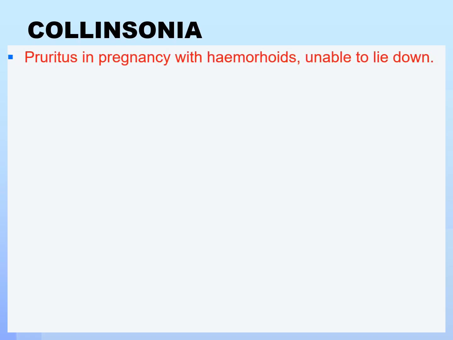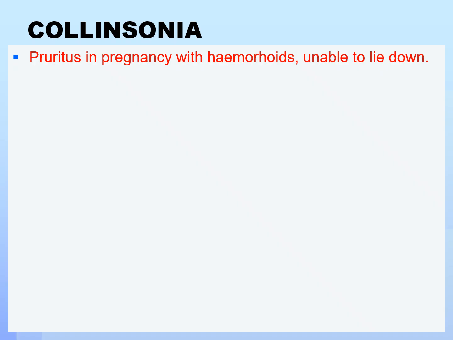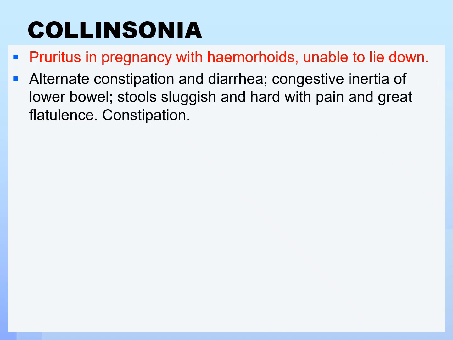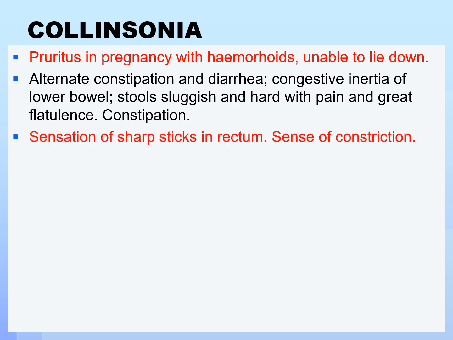Collinsonia is a valuable homeopathic remedy for hemorrhoids and pruritus during pregnancy. It is especially useful when there is a pelvic congestion affecting the anus, rectum, and uterus, leading to piles and constipation. It is indicated in women with alternating constipation and diarrhea, sluggish and hard stools, dry, painful, obstinate constipation with protruding hemorrhoids, and hemorrhoids may also alternate with heart, chest, or rheumatic complications.